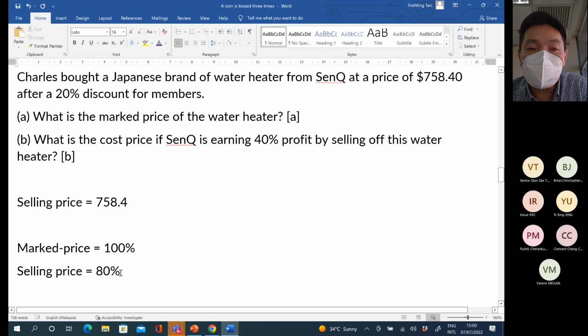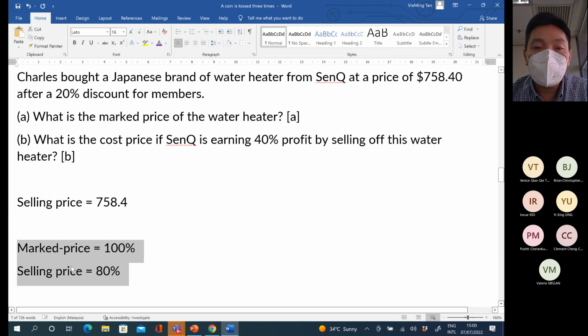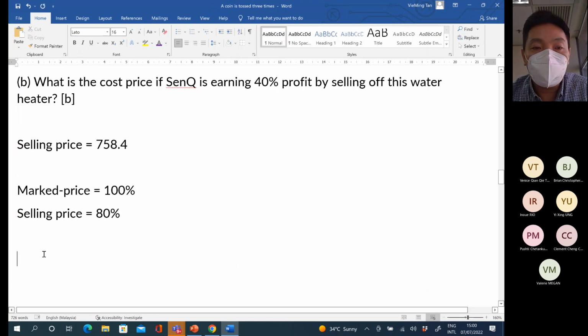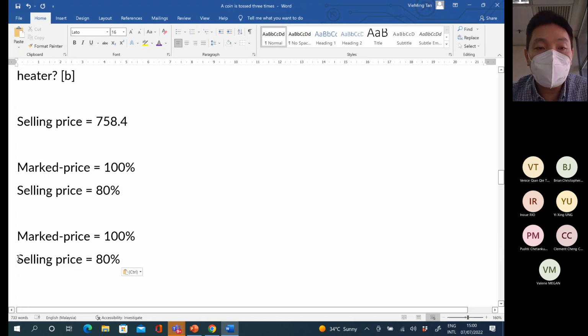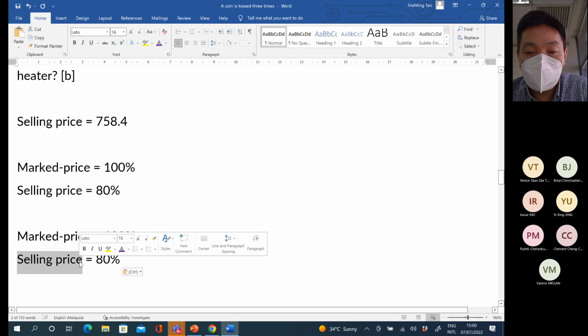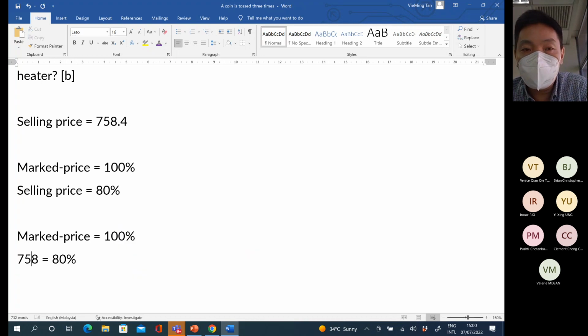Right? How to get 80%? 80% is because we deduct 20% discount. So that means selling price is equivalent to 80%, right? And markup price is equal to 100%, right? That is the full amount that had to be paid by customer if without discount. Okay. Then the next step is, what we can do is substitute the selling price value here. This is one way to show the workings, okay. So this one is 758.4.